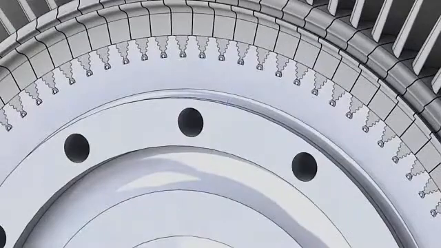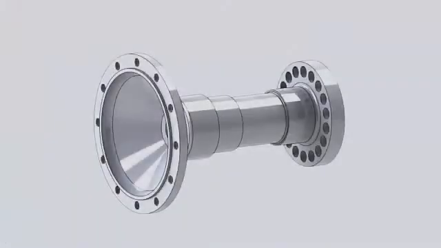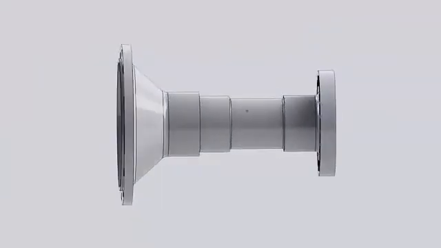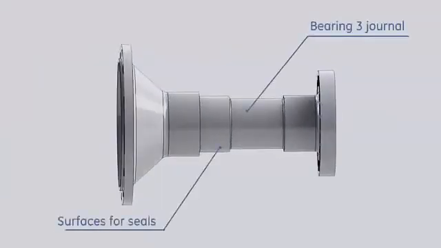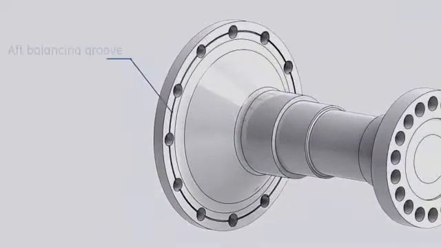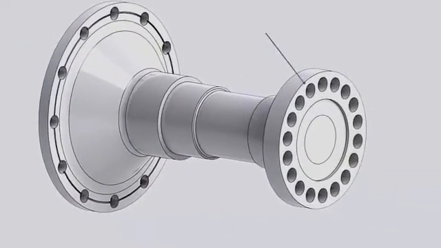The aft wheel shaft is machined to provide the following features: a journal surface for bearing number 3 and surfaces for oil and air seals, an aft balancing groove, and an aft flange to connect the turbine rotor to the generator rotor.